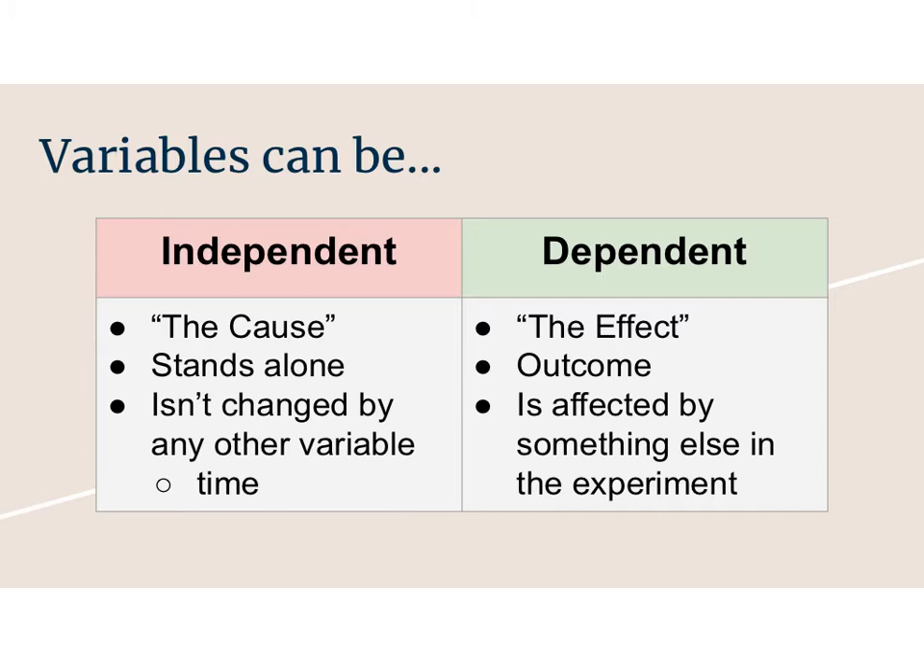The dependent variable is the effect or the outcome. It's affected by something else in the experiment. It could be affected by our independent variable, actually. So we could look at a dependent variable of speed, how fast you can run. How is speed affected by time? As time goes on, how is speed going to change?